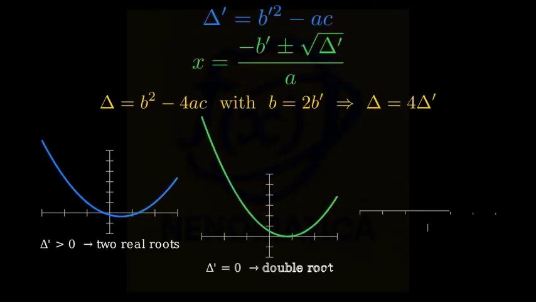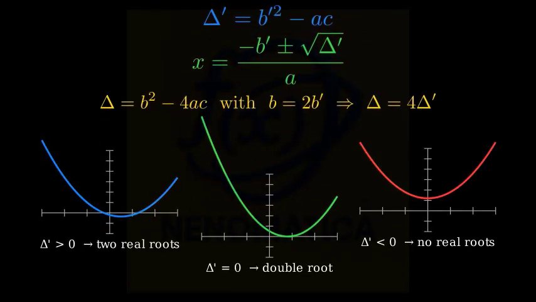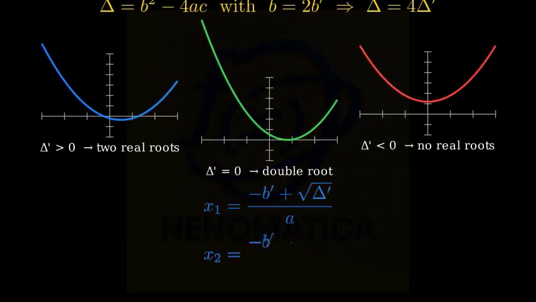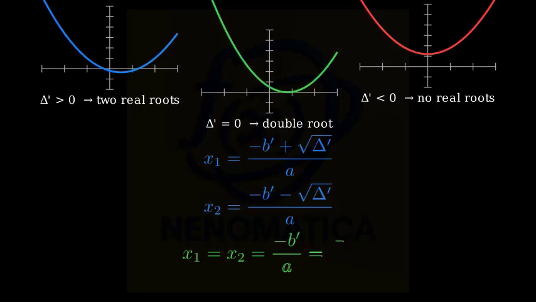When delta prime is positive, there are two distinct real roots. When delta prime is 0, there is one repeated real root. When delta prime is negative, there are no real roots, only a complex conjugate pair.